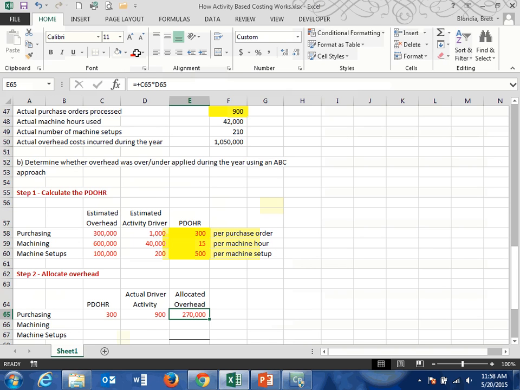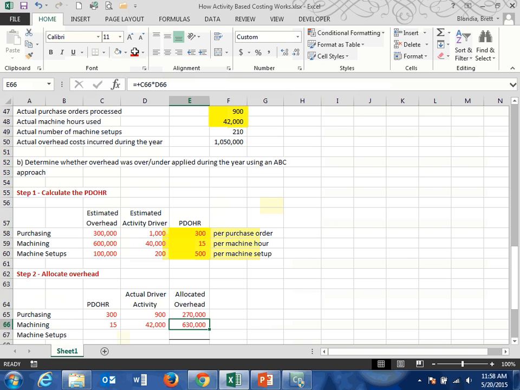Okay? For machining, I'm going to take the predetermined overhead rate of $15 and I'm going to multiply that by the actual machine hours used, which are 42,000. So $15 per hour times 42,000 hours means that I'm going to allocate overhead of $630K for machining costs.